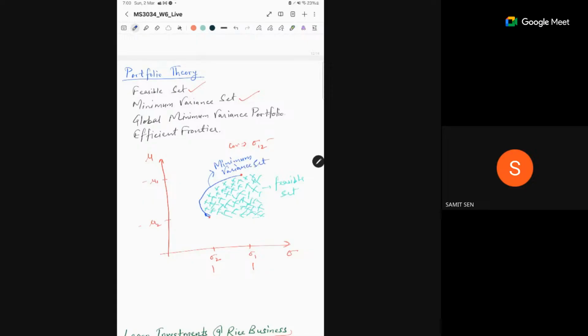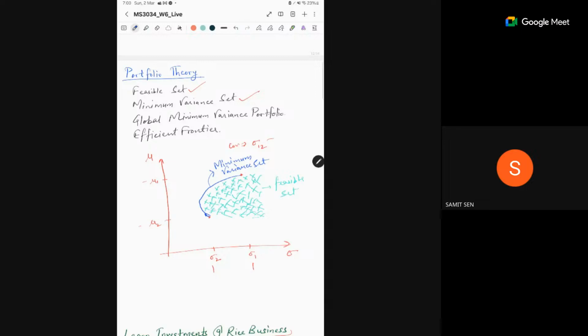Now why minimum variance set? Why do we call that minimum? How do we get this feasible set? You give some weight to asset one, some weight to asset two, and you vary these weights. From that combination you get your portfolio mu and portfolio standard deviation, and from this you get this feasible set, and the leftmost boundary we call the minimum variance set.